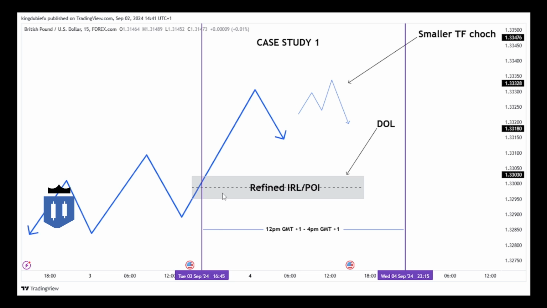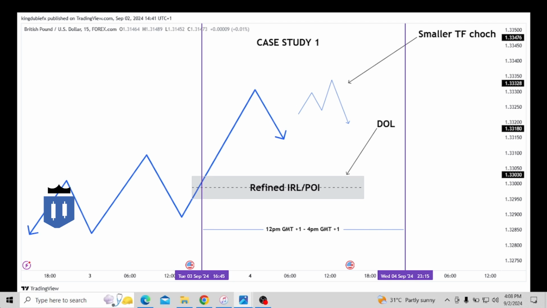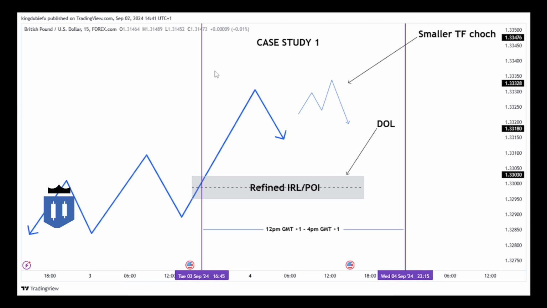Now this is my trading window, 12 p.m. GMT plus 1 to 4 p.m. GMT plus 1, which is the New York Q zone that ICT talks about. ICT will tell you 7 a.m. Eastern time to 11 a.m. Eastern time. I mean for Nigeria, West Africa, the time zone is 12 p.m. GMT plus 1 till 4 p.m. GMT plus 1. That's the time window where you have to apply this logic. Any other time window outside of this, it will still work, but it's a lot more confusing.